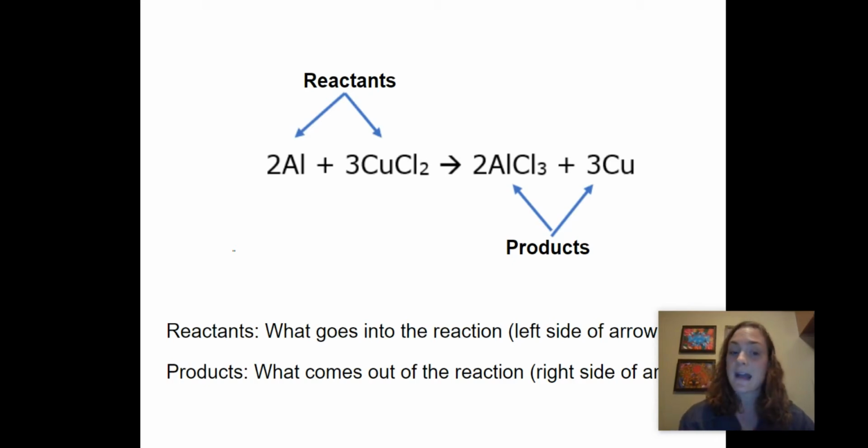So you have your reactants. Those are what go into a reaction. So for example, in class, we mixed vinegar and baking soda, and we saw a chemical reaction take place. The vinegar, or acetic acid, and then the baking soda, which is also known as sodium bicarbonate, they are what originally went into the reaction. So that's what you mix together to begin with. Those are your reactants.